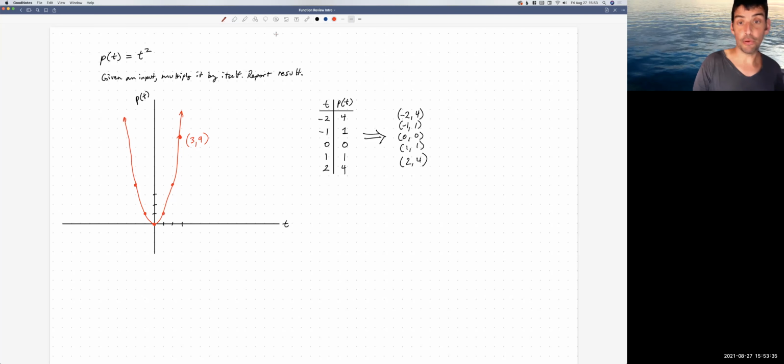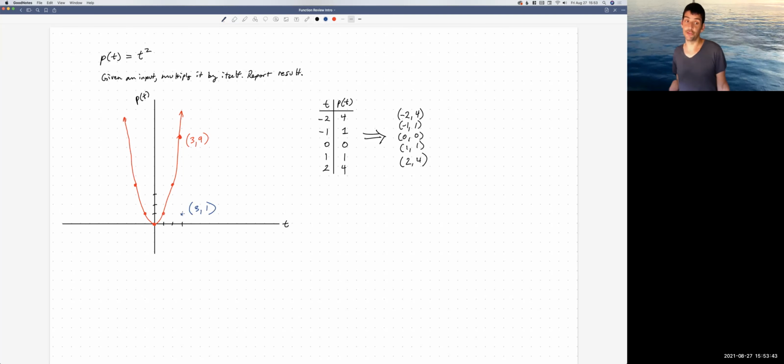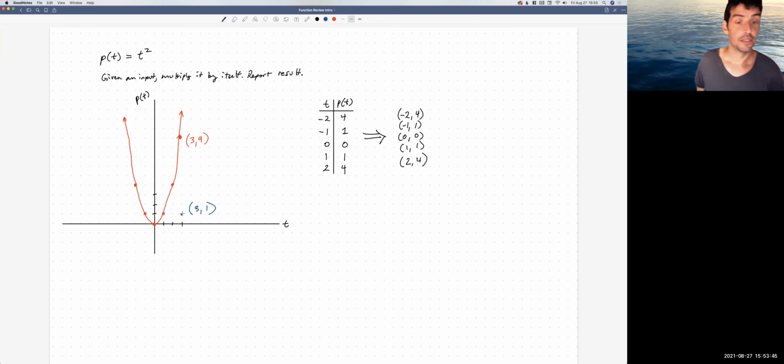Okay, and any point not on the graph is a point where that's not true, right? This point is not on the graph because when you square 3, you don't get 1. Okay, so that's what this picture is.